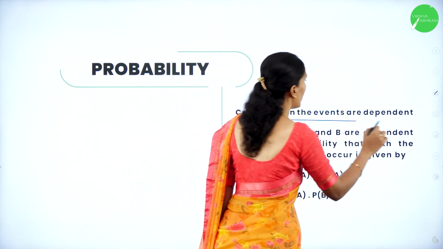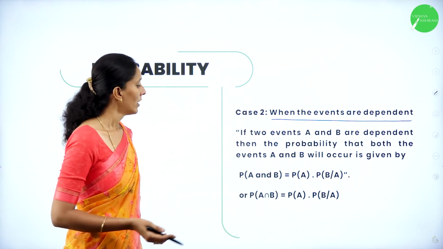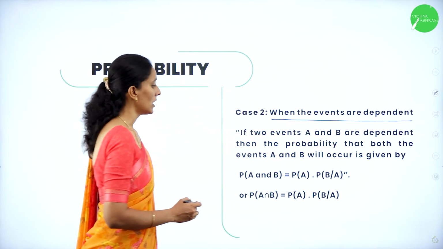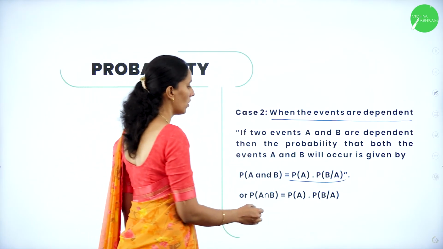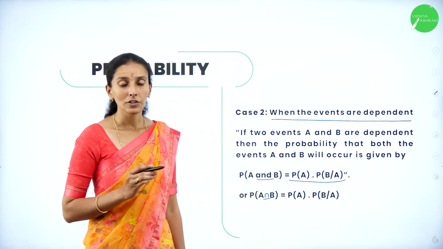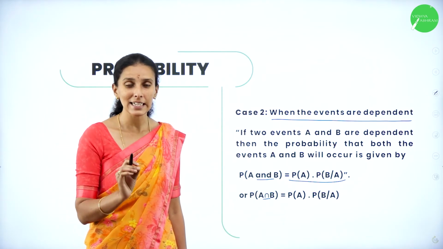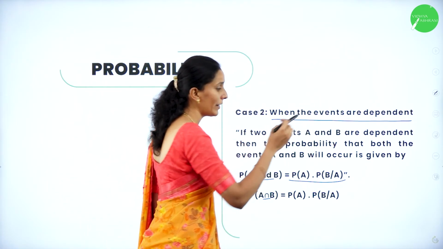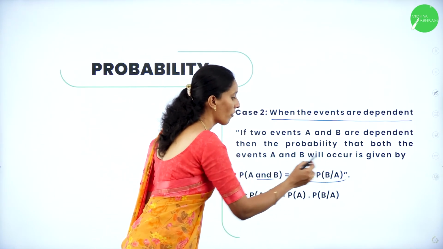Now when the events are not independent, we say they are dependent. What happens if they are dependent? Then the formula changes. The probability of both is given by P of A into P of B over A. Here again, and is nothing but intersection. In case of independent events, the occurrence of both A and B is just the product of their probabilities. But if they are dependent, then it is equal to P of A into P of B over A.